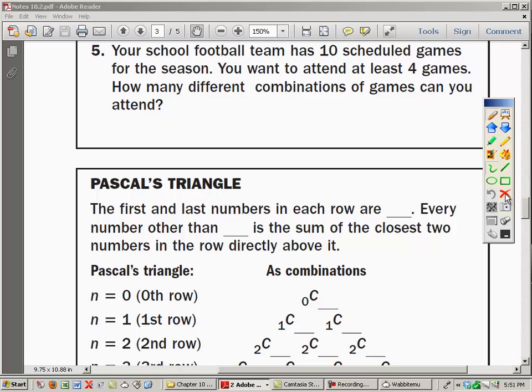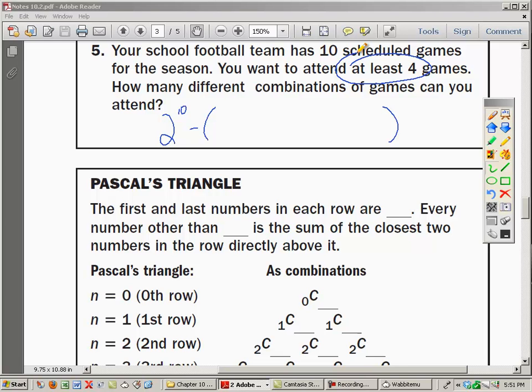All right, let's take a look at this checkpoint problem here. It says you have 10 scheduled games for the season. You want to attend at least 4. So for each of the games, you can either go or not. So you have 2 choices taken 10 different ways. That's if you were to choose every single game or not, if every single game was in play, there'd be 2 to the 10th different possibilities. But we're going to eliminate those possibilities that are not at least 4.